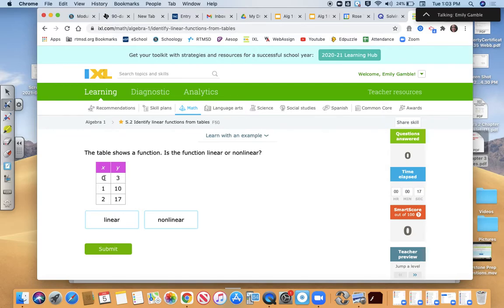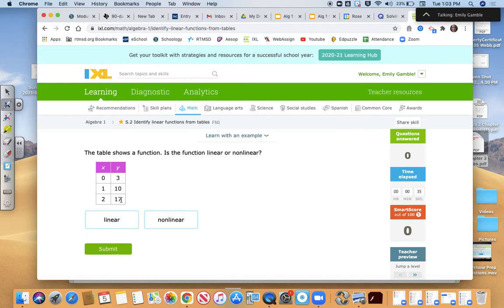So I can look at x, it goes from 0 to 1, 1 to 2. So 0 to 1 is an increase of 1, and 1 to 2 is an increase of 1. Looking at y, it starts at 3, and it increases from 3 to 10, that's an increase of 7, and 10 to 17. That's an increase of 7 as well.